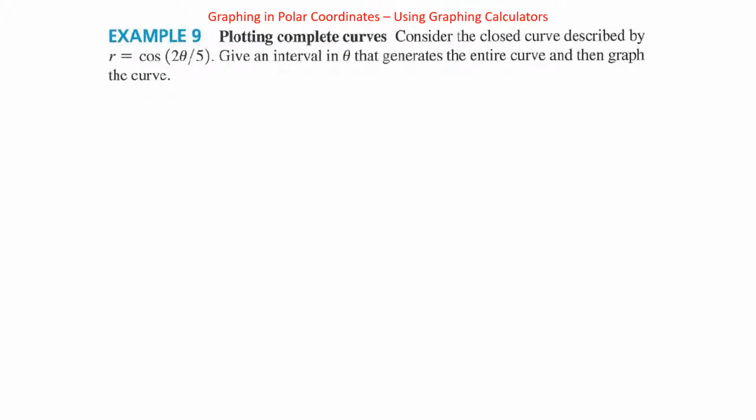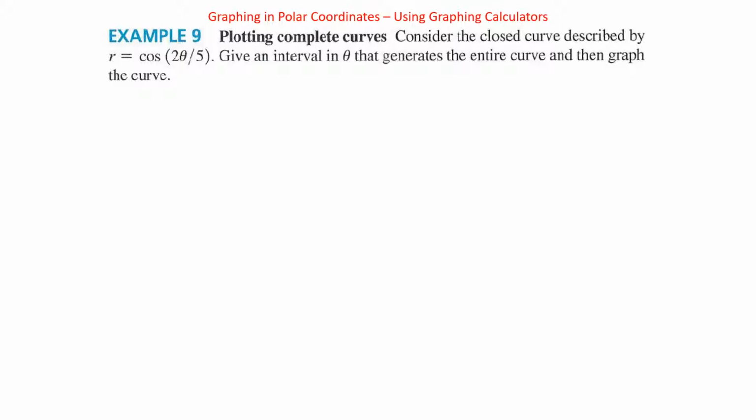But we can graph, so we could consider the closed curve described by r equals cosine of 2 theta over 5. And so you could plot that. You could pause me right now if you wanted to plot it, see what it comes up with. But we want to graph the whole curve. The closed curve means it's going to connect to the starting point. So we want the starting point to equal the ending point.